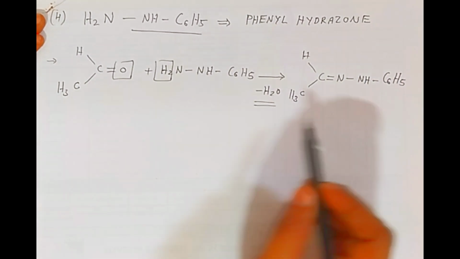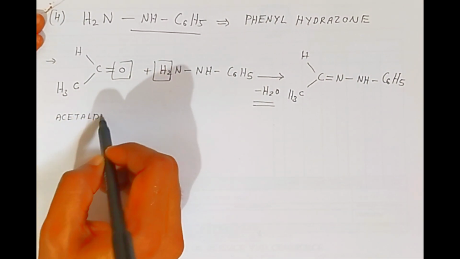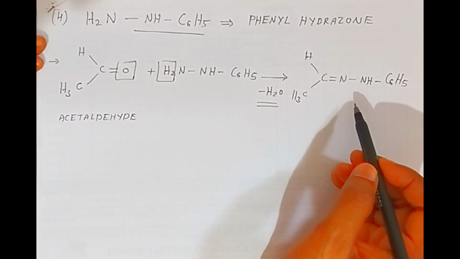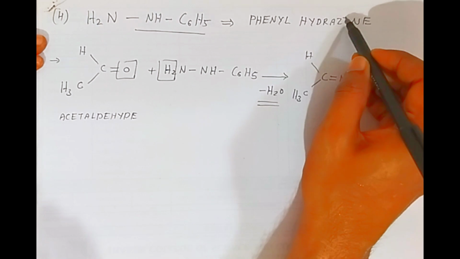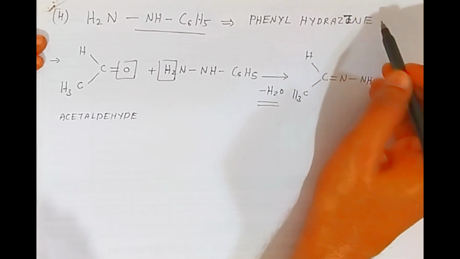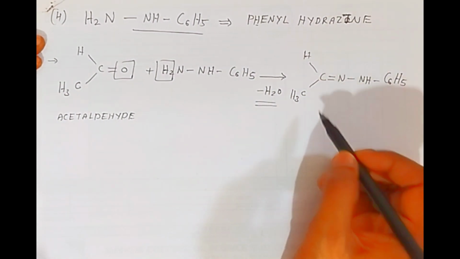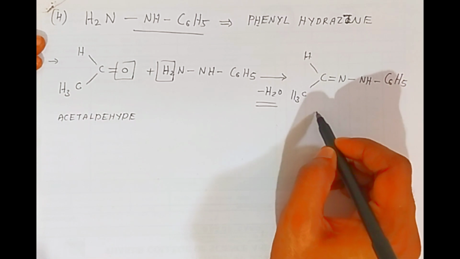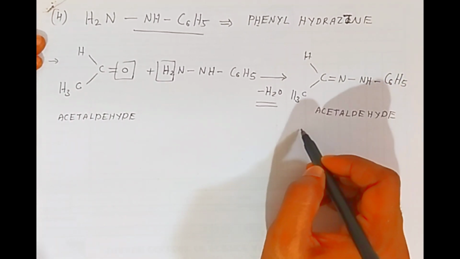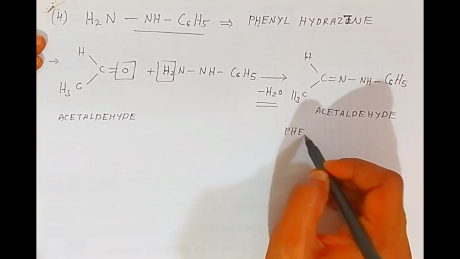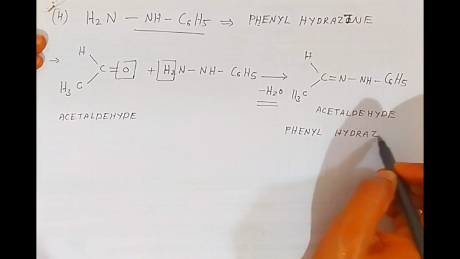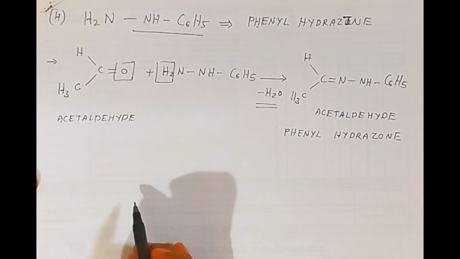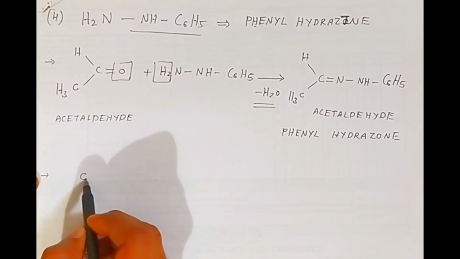So this is called, students, as it is derived from acetaldehyde. So imines we call acetaldehyde phenyl hydrazone. When it is alone, students, we call it phenyl hydrazine. When it is combined with acetaldehyde, we call it acetaldehyde phenyl hydrazone.